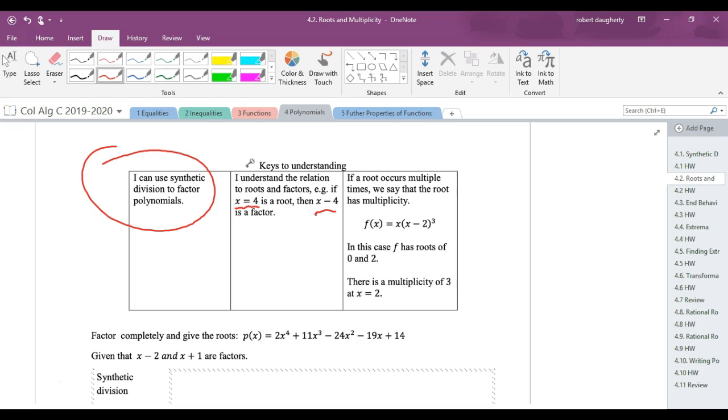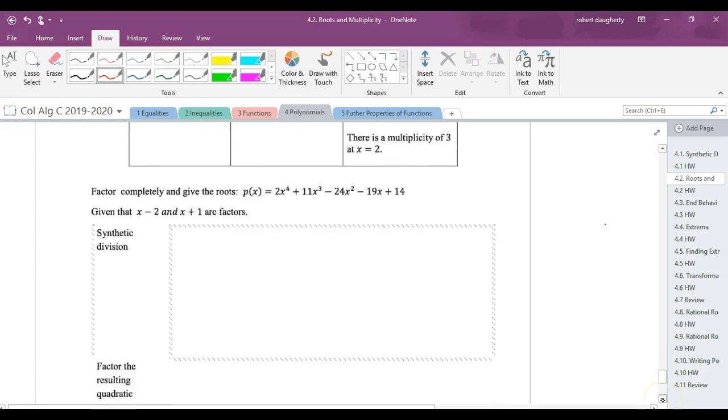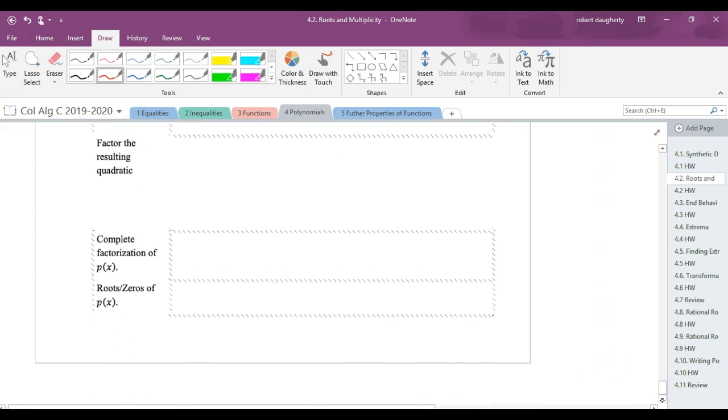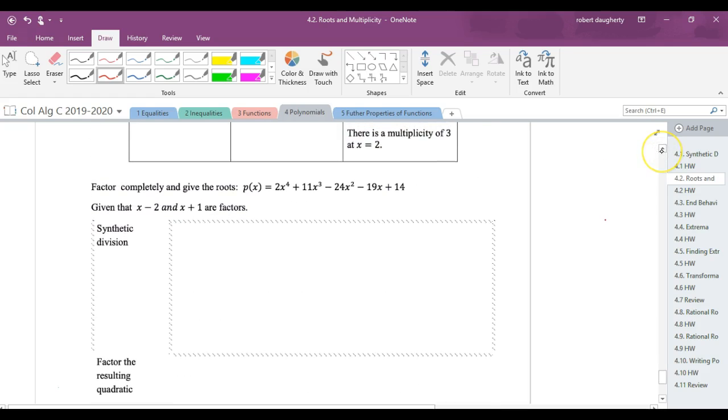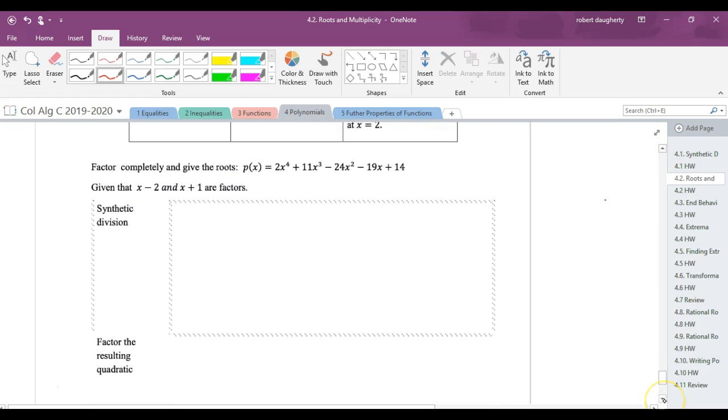So what I want you guys to do is work on this one before we go. I think that's the last thing. So I'm giving you one just like the last one we did. It's a 4th degree polynomial. I'm giving you 2 factors. See if you can use these 2 factors to get down to the quadratic and get it factored completely. Okay?